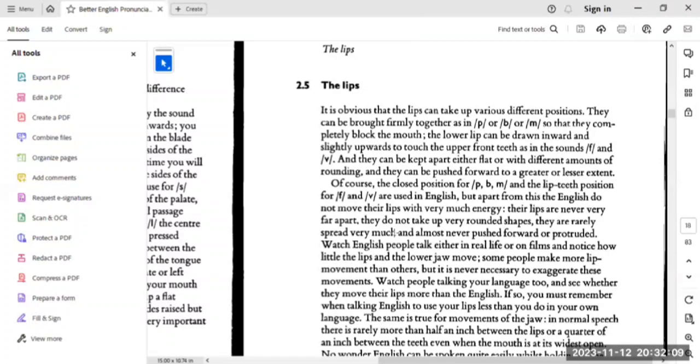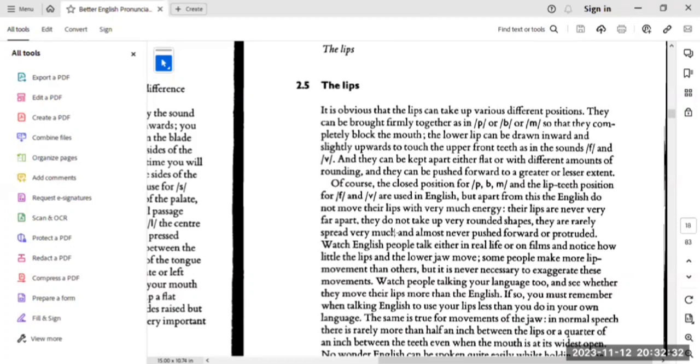Now for me, I'll hold my lips by my hands. Then I will say f and v. Look, f, v, f, v. We can't actually say them. So we need what? A support.